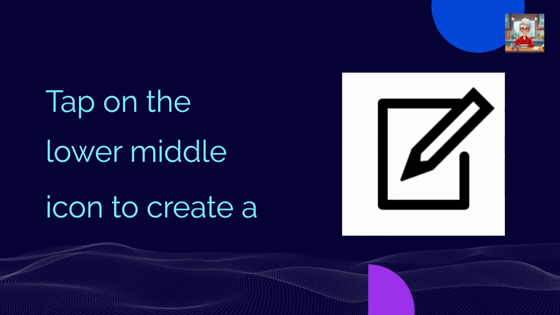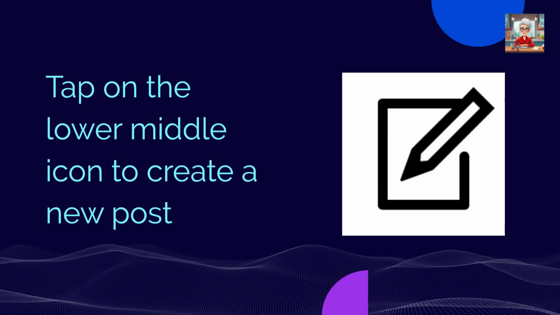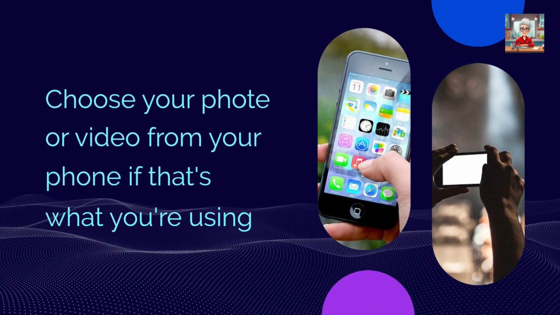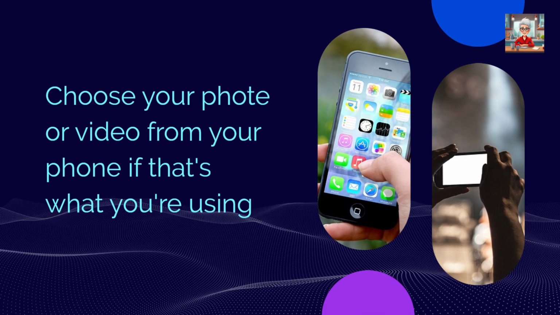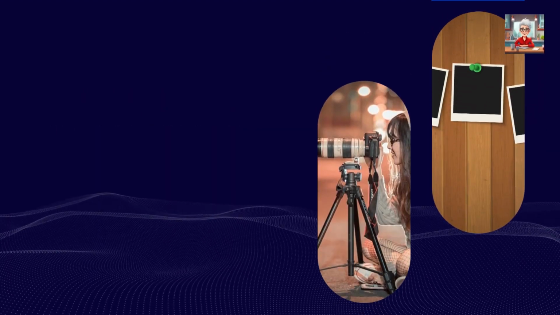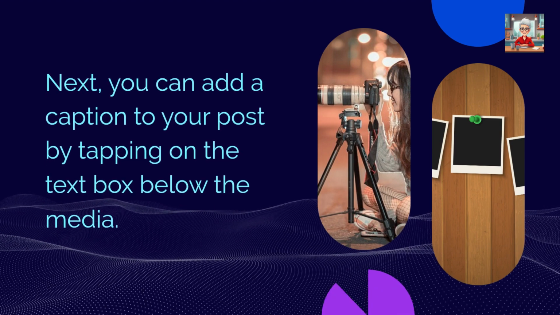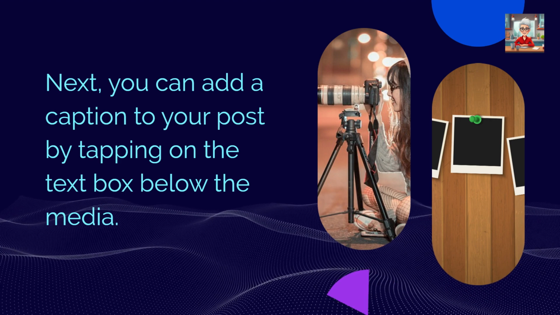So once you have the Threads app open, you're going to tap on the plus icon to create a new post. Now you'll have the option to either take a photo or video directly from the app or select one from your camera roll if photo is what you're going to use. After selecting the desired photo or video, you can edit it by adding filters, adjusting the brightness, or cropping it.